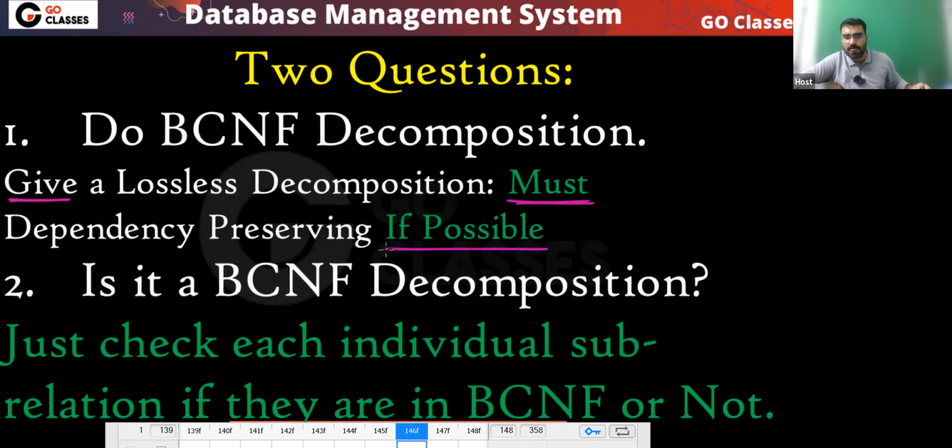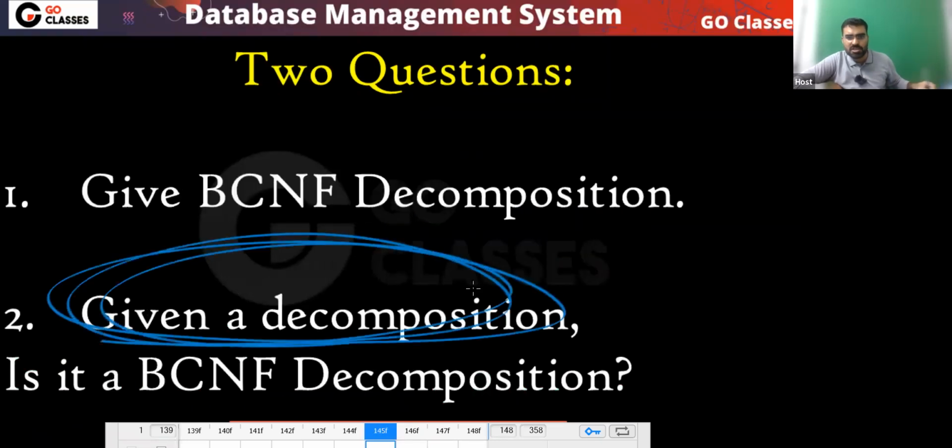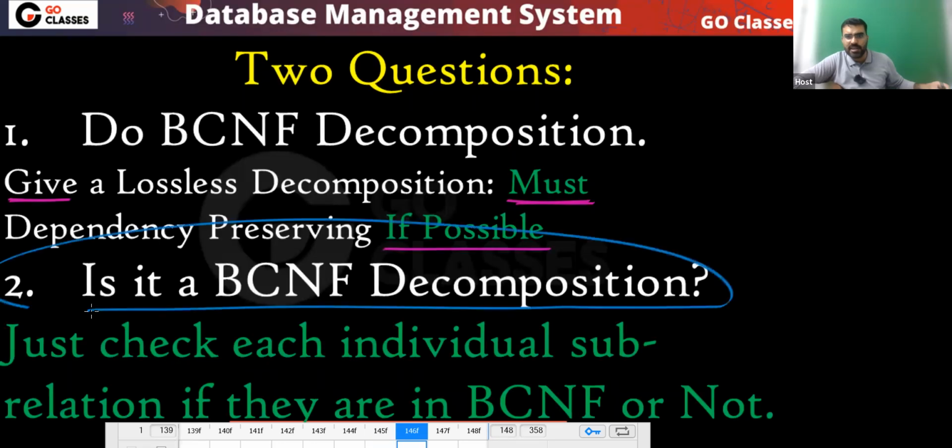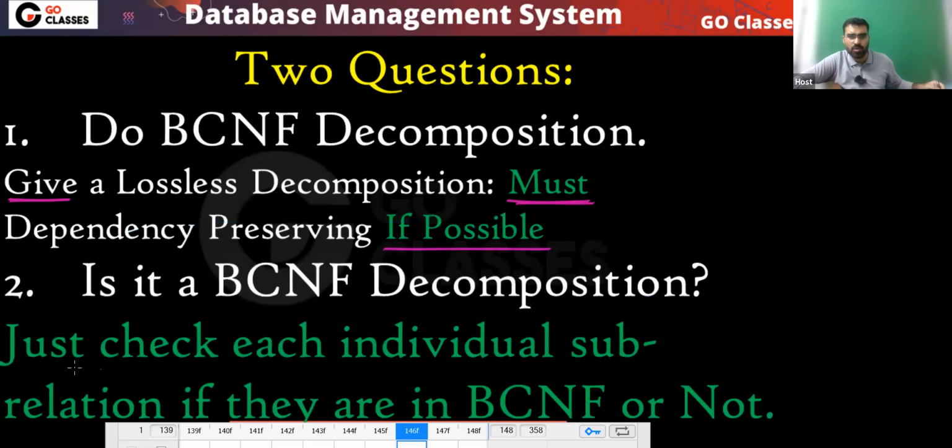If possible, then you create dependency preserving. Now, another question is this. Given a BCNF decomposition, I already give you a BCNF decomposition. Is it in BCNF? Given a decomposition, is it BCNF? What you will do? In this case, you will just check the individual sub-relation, whether they are in BCNF or not. Tell me, did you understand the difference between these two?